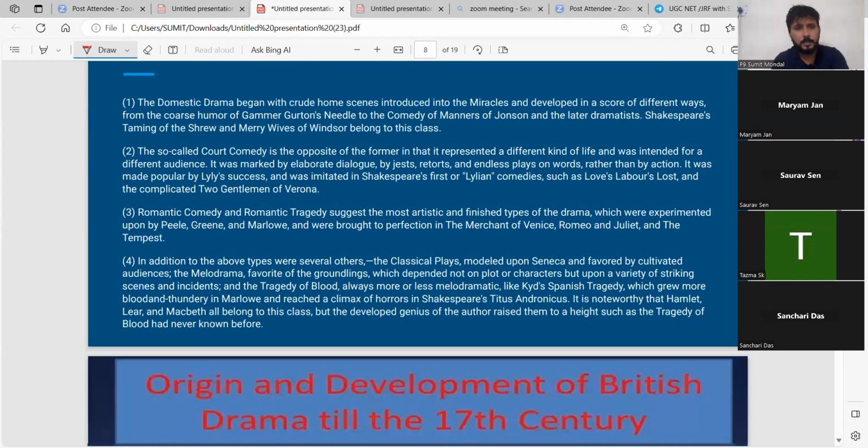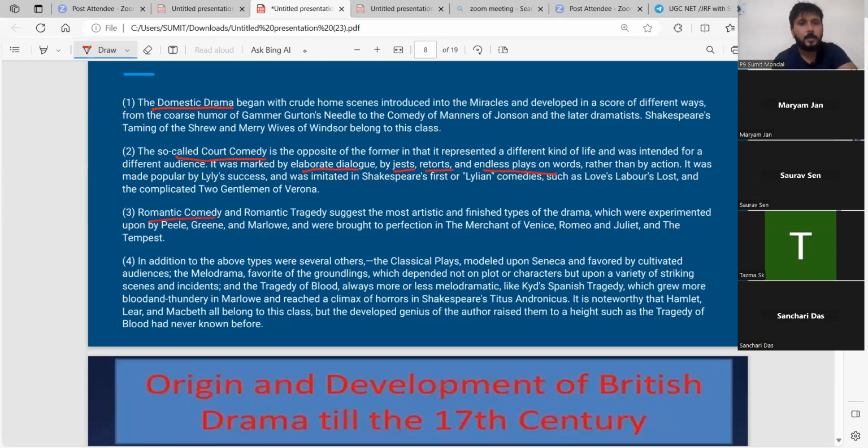Let us look at some other types of plays that were happening in 16th century England, particularly in the Elizabethan period. Like domestic drama, which was not very popular at that moment. Rather, the comedy of humor became popular later in the 17th century. The court comedy: the setting of the comedy is the king's court, where you can find elaborate dialogue, just retorts and endless plays on words. That is very important, word plays.